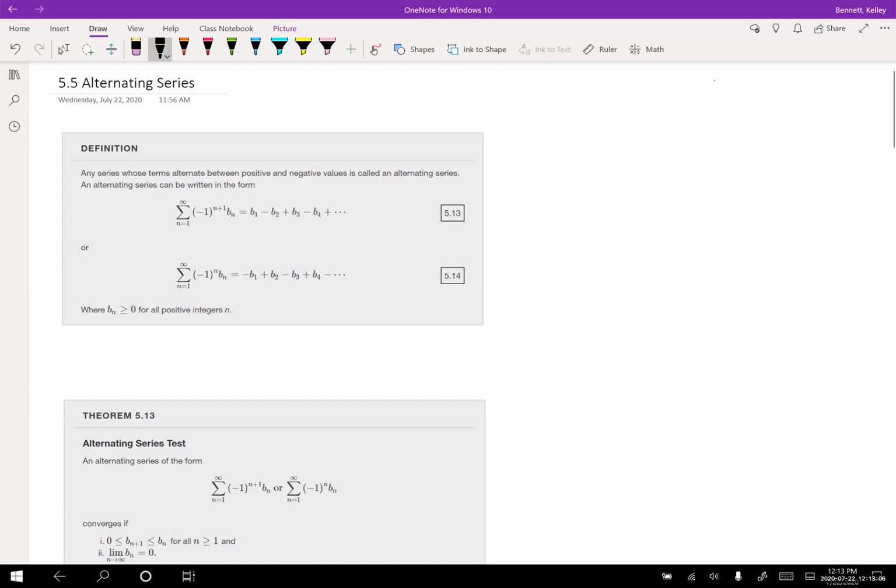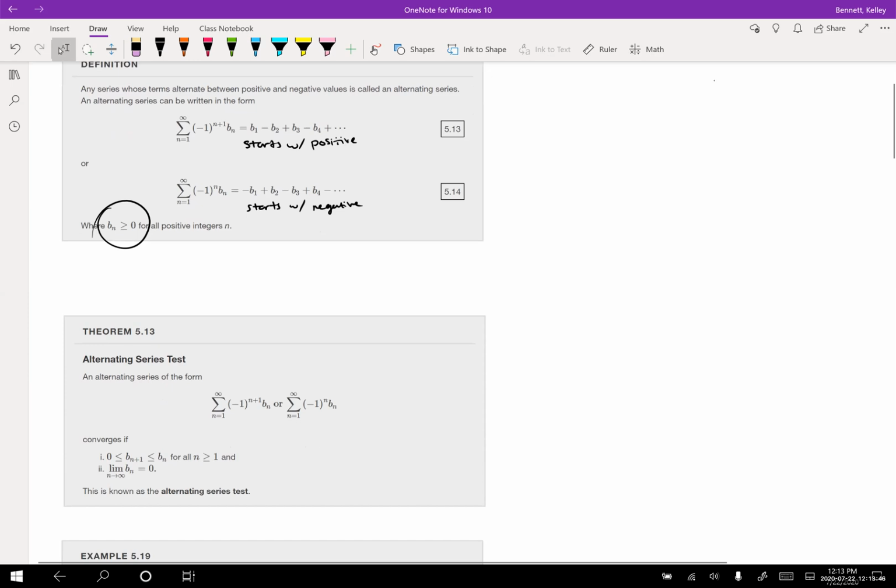So B of n is just the non-flip-floppy part of it. And so if you wanted to start at a positive number, you would choose this guy. So this would be starting at positive. And then the only difference is that this one starts with a negative. But they're both alternating series. Notice that B of n is positive, or at least non-negative.